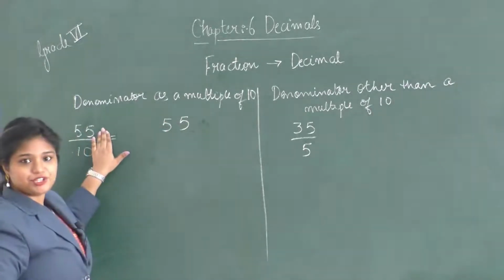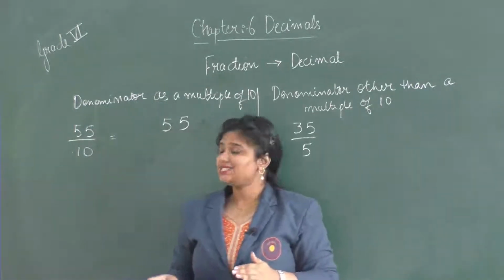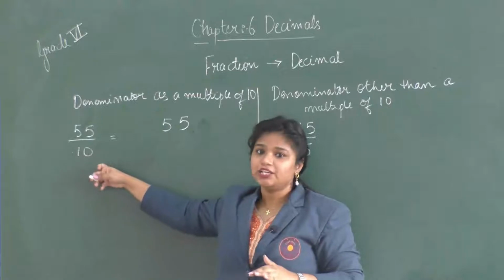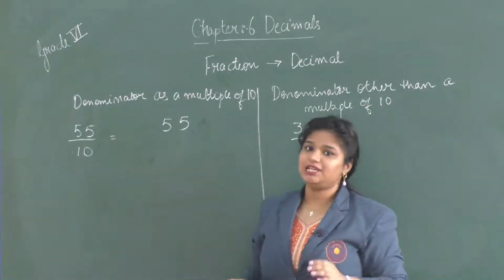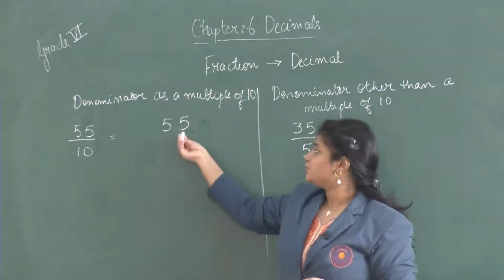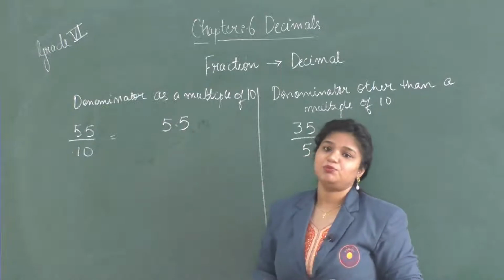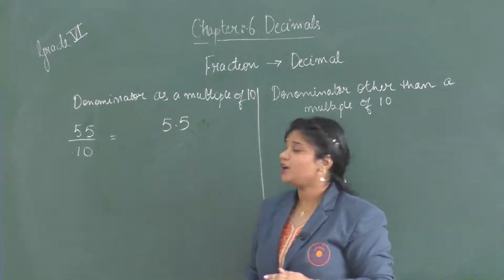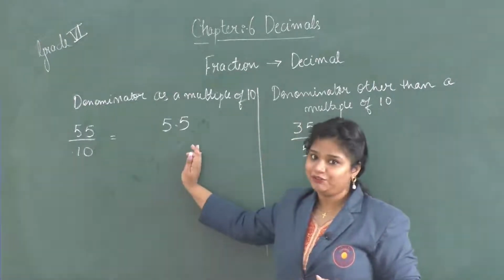So 55 is the numerator, we have written 55. Now in the denominator you can see that there is only 1 zero. So we will leave one digit from the right and then place our decimal point. So we will leave one digit, that is 5, and we will place the decimal point. So the decimal number for the fraction 55 by 10 is 5.5.